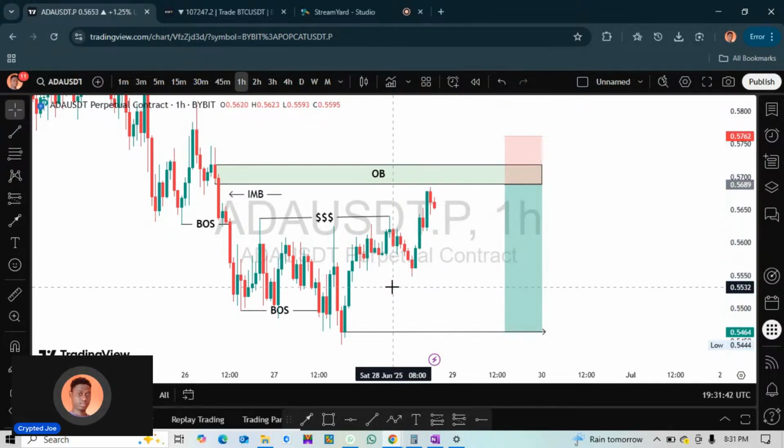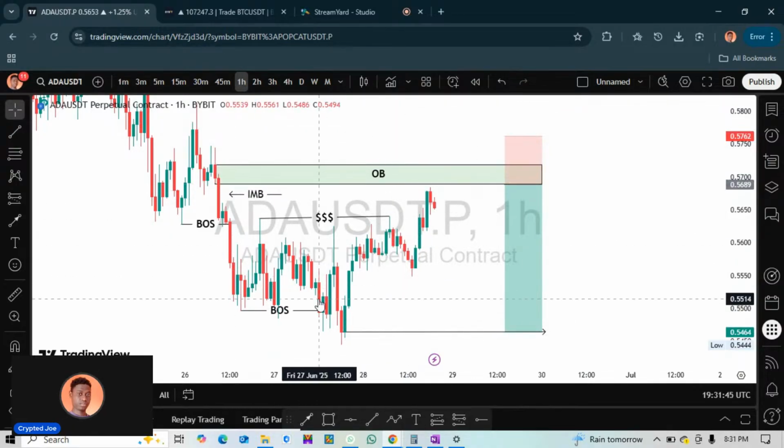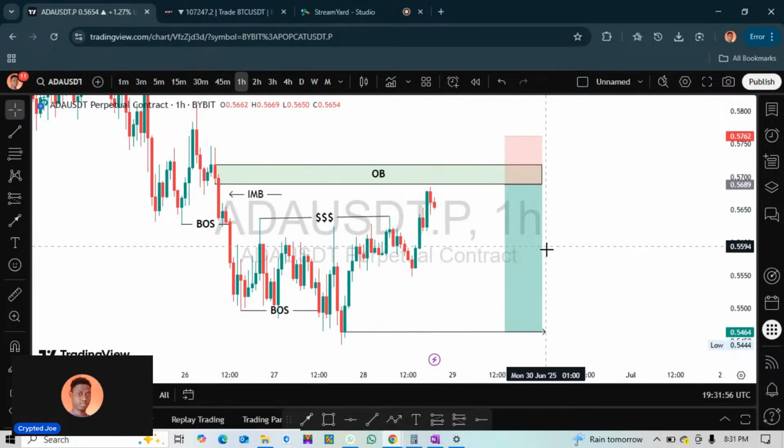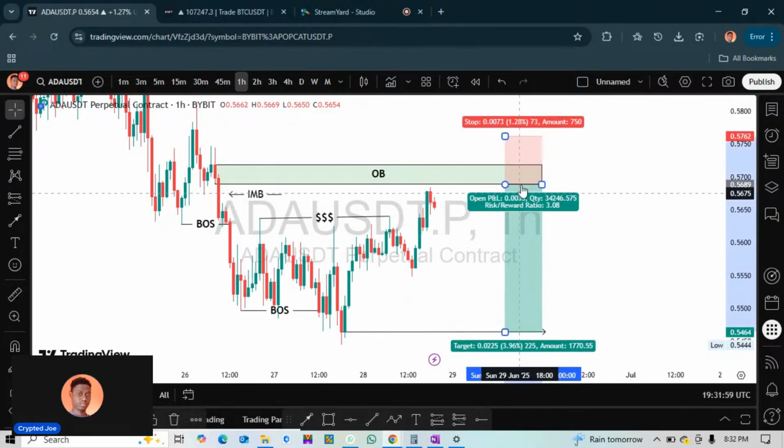So on this particular analysis, this technical analysis that I've done on this ADA/USDT, I got 1.28 percent, as you can see here, 1.28 percent in the bracket. Understand? If I increase my stop loss, the percentage will increase. If I reduce my stop loss, the percentage will reduce. So the higher the stop loss, the higher the percentage; the lower the stop loss, the lower the percentage.